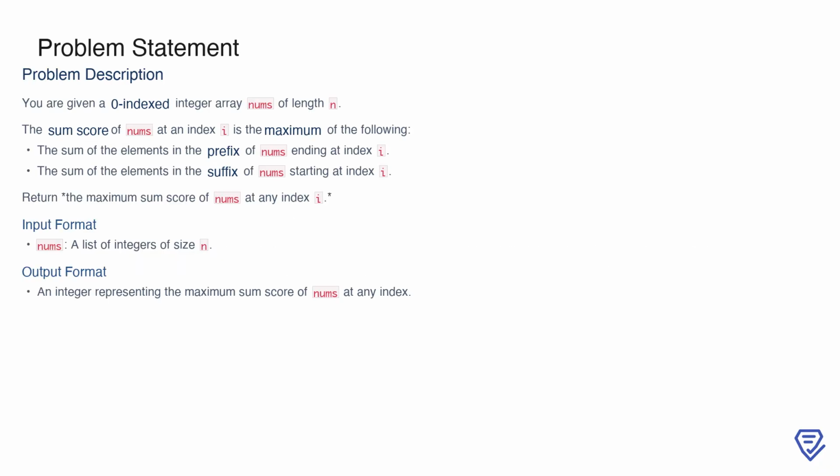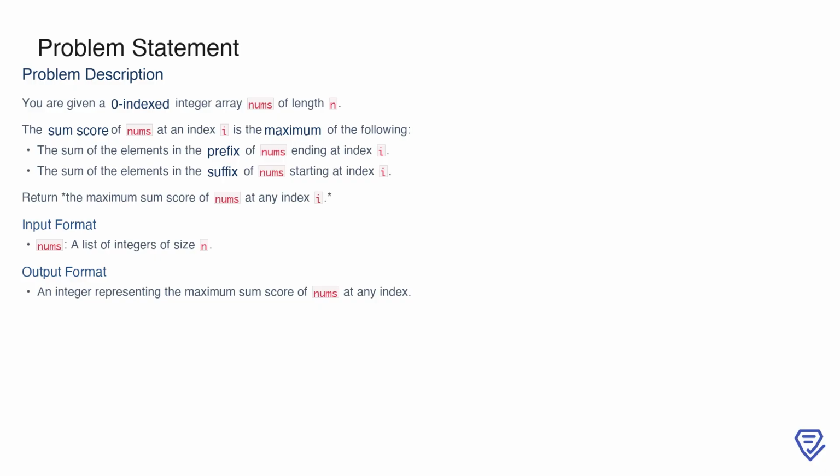In this session, we'll explore problem number 2219, titled Maximum Sum Score of Array. We'll break down the challenge, analyze the intuition behind potential solutions, and dive into the algorithmic approaches step by step. Let's get started. The problem asks us to calculate the maximum sum score of an array.